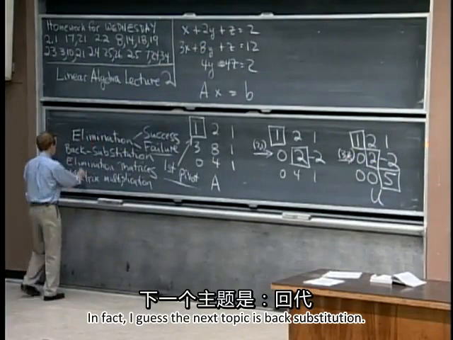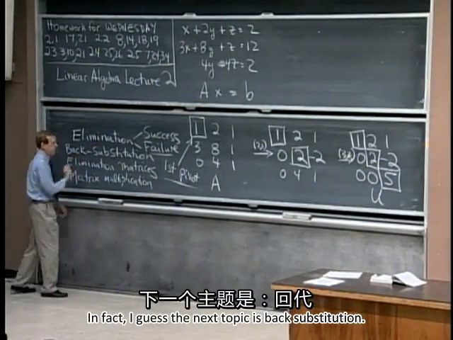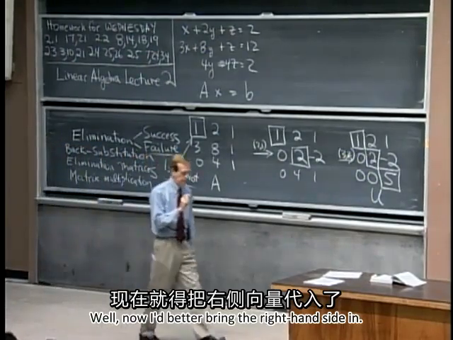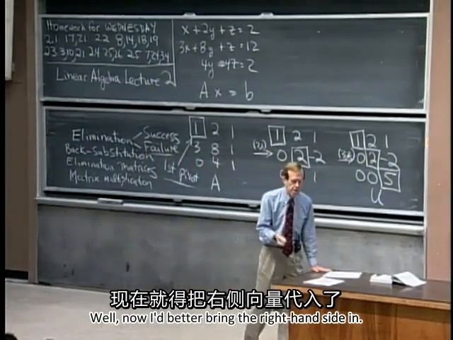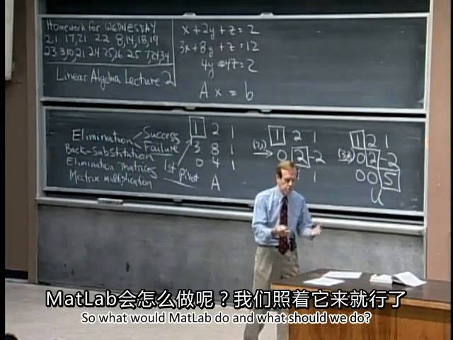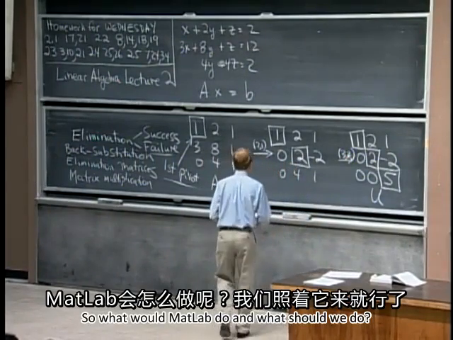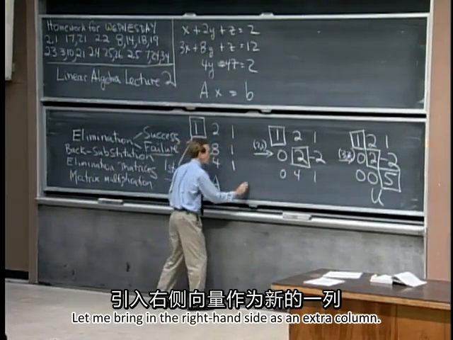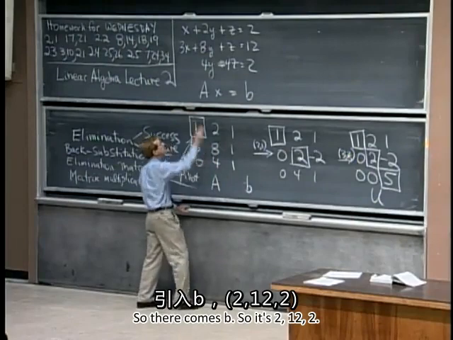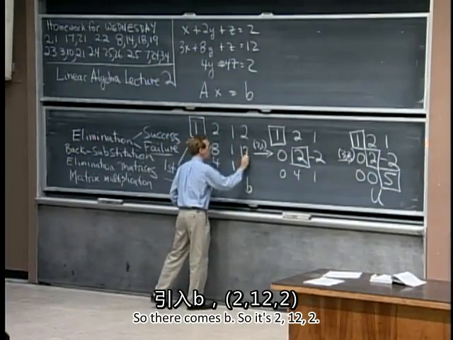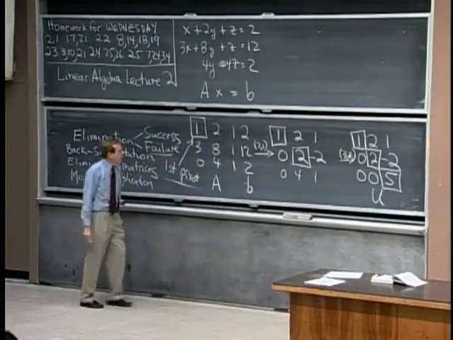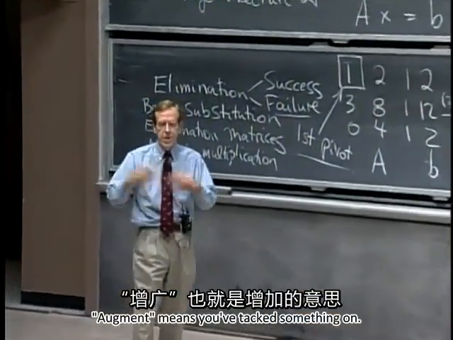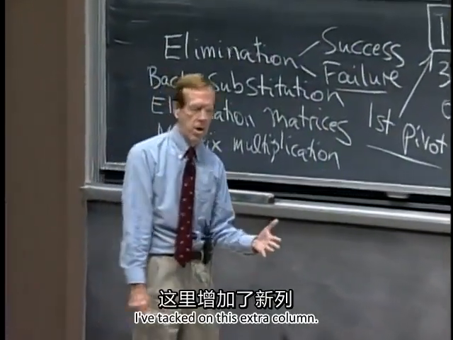In fact, I guess the next topic is back substitution. So what's back substitution? Well, now I better bring the right-hand side in. So what would MATLAB do, and what should we do? Let me bring in the right-hand side as an extra column. So there comes b. So it's 2, 12, 2. I would call this the augmented matrix. Augment means you've tacked something on. I've tacked on this extra column.